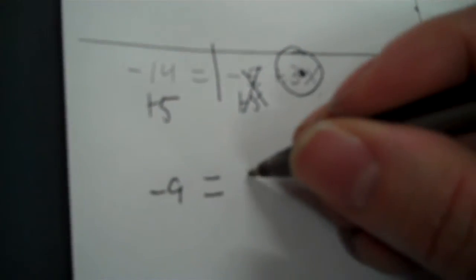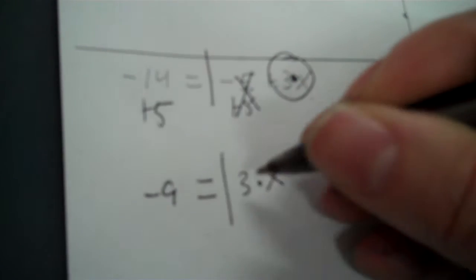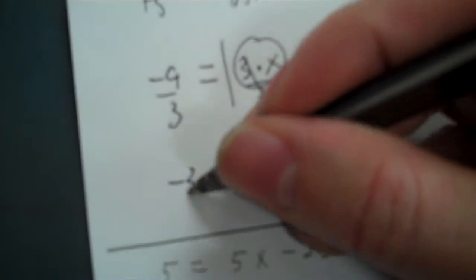So negative 14 plus 5 is negative 9. And over here you have 3 times x. Now you take out the multiplying number by doing the opposite, which is divide. So you have x, negative 9 divided by 3 is negative 3.